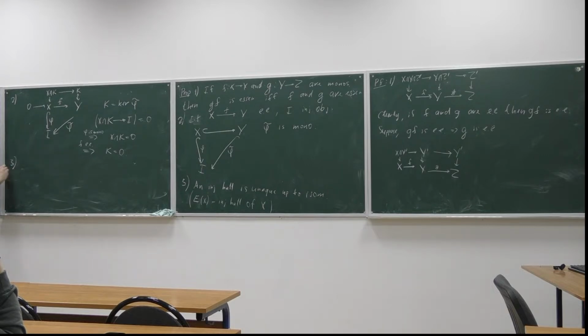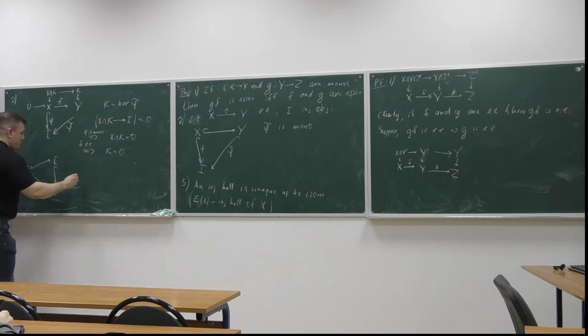So 3. We want to show that the injective hull is unique. Well, suppose we have two embeddings into two injective objects, and these two maps are essential extensions. Now, by using property 2, since this is an essential extension and this is a monomorphism to an injective object, I can extend this map and still get a monomorphism.